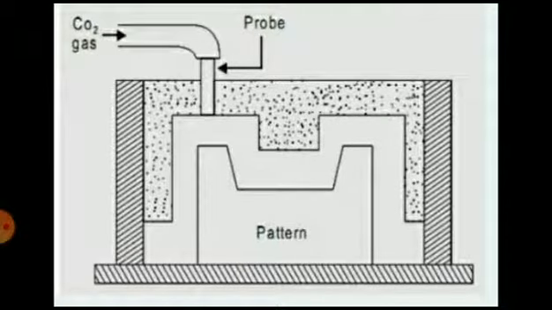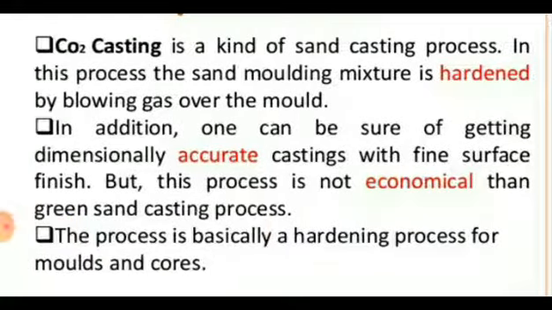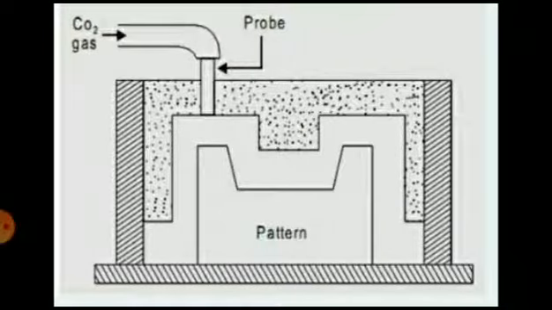Now the second process, that is the CO2 molding process. So this process is basically a hardening process for the molds and cores. The principle of working of the CO2 process is that if CO2 gas is passed through a sand mixture containing sodium silicate and sand, the mold immediately becomes extremely strong. In this, the sodium silicate becomes a stiff gel.